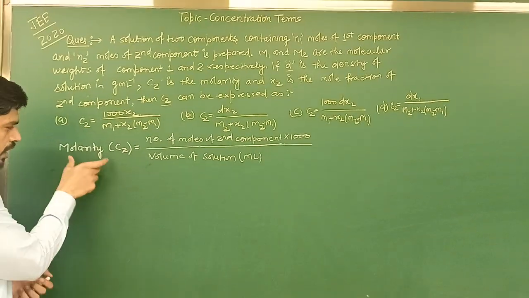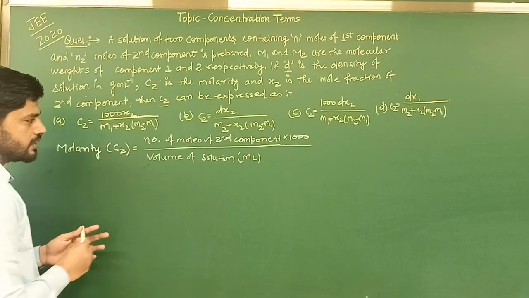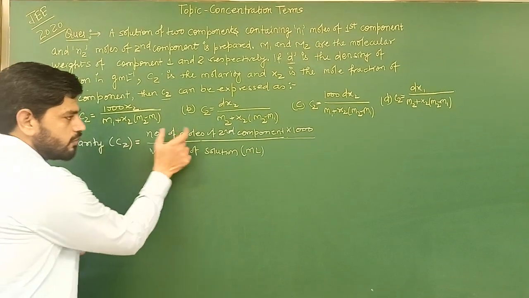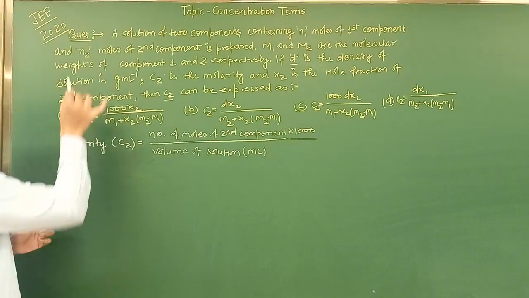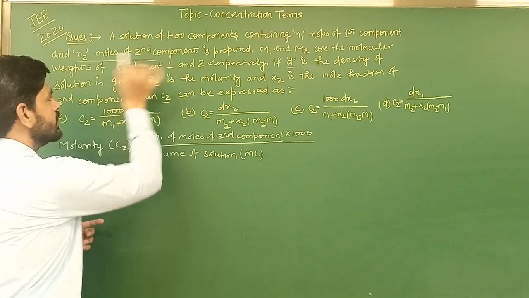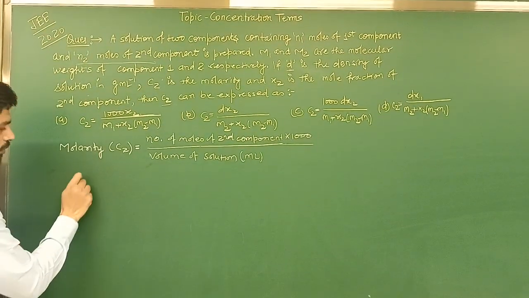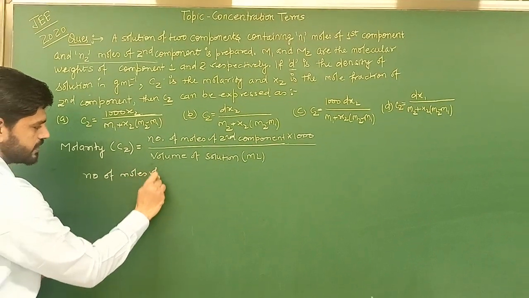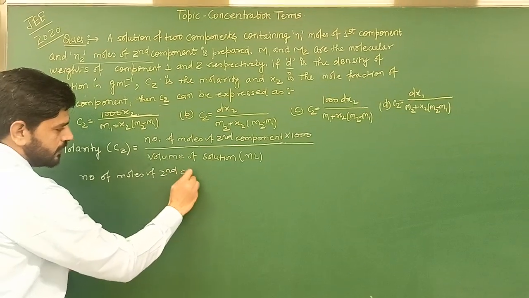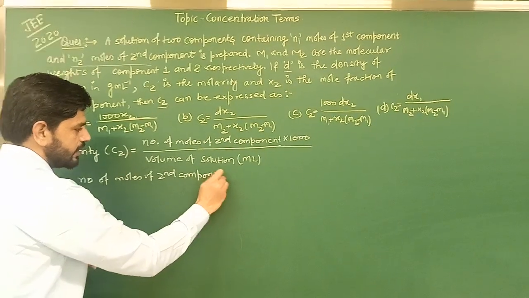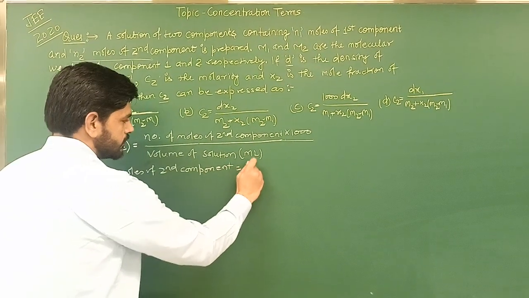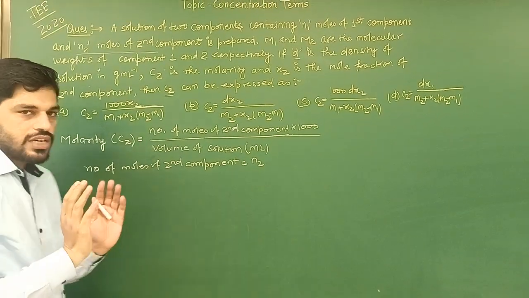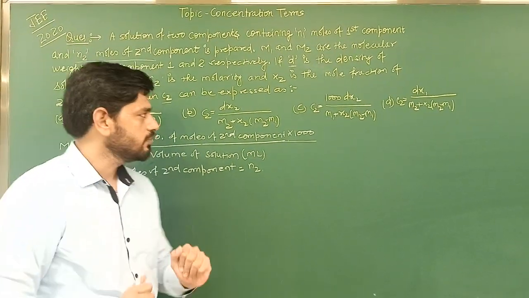So to find the molarity we need two things. One is the number of moles and second one is the volume of the solution. And the number of moles of the second component is already given in the statement, this one. Therefore the number of moles of second component that we need is already given in the question, that is equal to N2. So next task is to find out the volume of the solution.